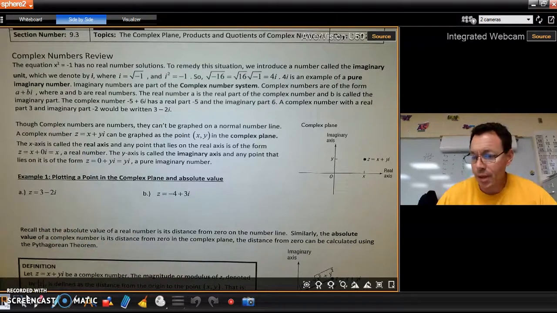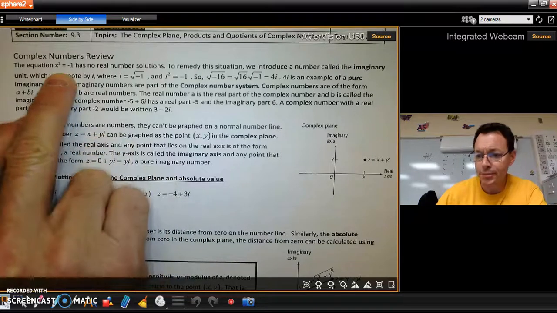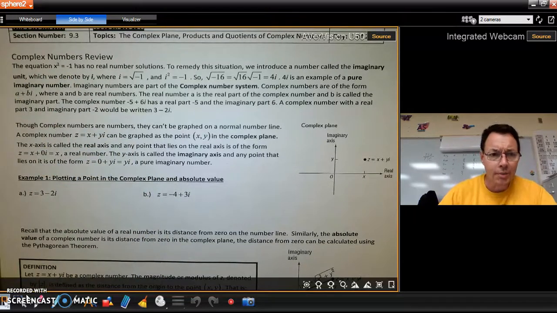So at the very top of your notes, you're going to see something that says Complex Numbers Review. I'm probably going to have to do a little bit of reading, so I apologize for that. When you were in Algebra 1, Algebra 2, you learned about imaginary numbers. Sometimes when we solve a quadratic, we don't get nice solutions. So x squared equals -1 doesn't have any real solutions. And we don't like that.